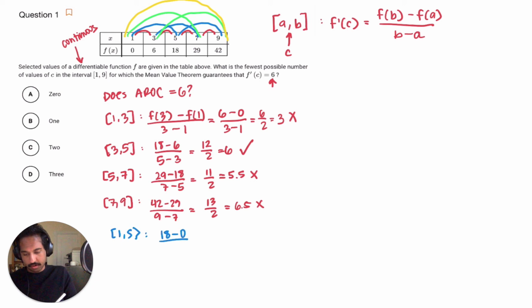18 minus 0 over 5 minus 1, which is 18 divided by 4, which is 9 divided by 2, which is 4.5. That one does not work.